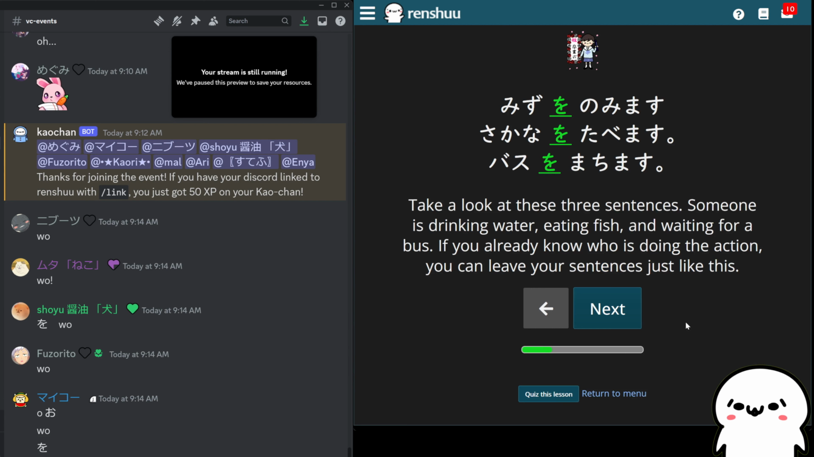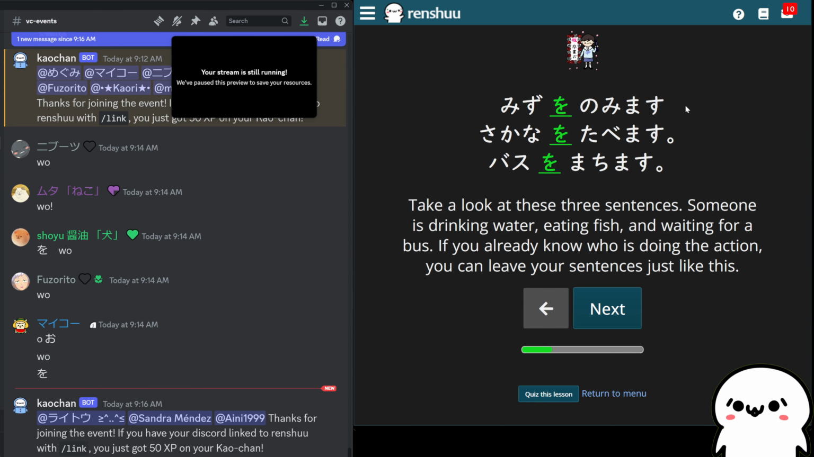So let's look at some really simple sentences. These are only 3 words if you count a particle as a word. And let's take a look at these words just in case you don't know what these are. We talked about the verb conjugation a little bit last time, but here from the left, top to bottom, we have mizu, which is water, sakana, which is fish, and basu, which is bus. On the right side, we have nomimasu, which is the present polite form of to drink. We have tabemasu, which is to eat, and machimasu, which is to wait.